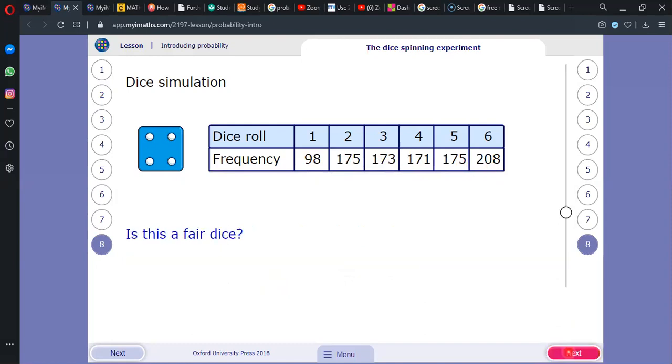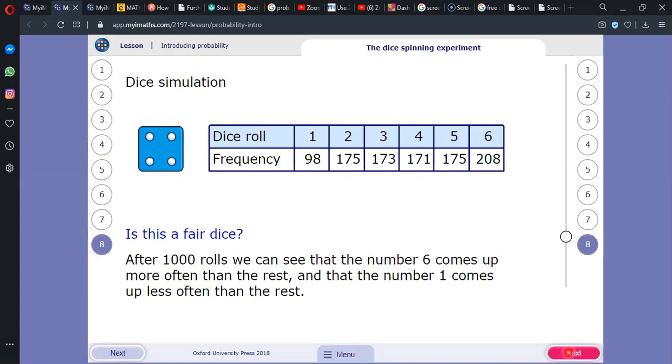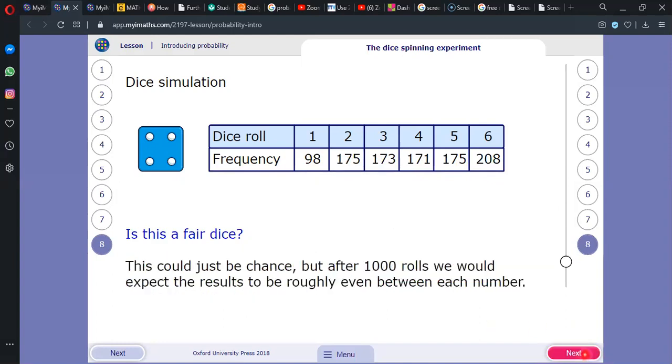Is this a fair dice? After 1,000 rows, we can see that the number 6 comes up more often than the rest, and the number 1 comes up less often than the rest. Obviously, this could just be chance, but after 1,000 rows, we would expect the result to be roughly even between each number. And it looks like this dice is not fair.